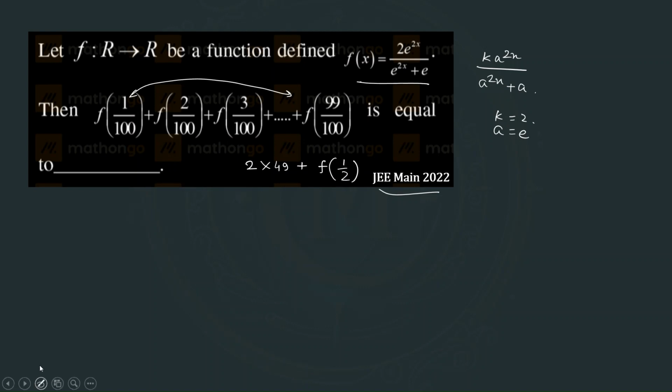Now 49 into 2 is simply equal to 98, plus f(half) you can calculate from the definition of f, which is equal to 2 e to the power 1 divided by e to the power 1 plus e. So basically 2e divided by 2e, which is 1. So it comes out to be 99.